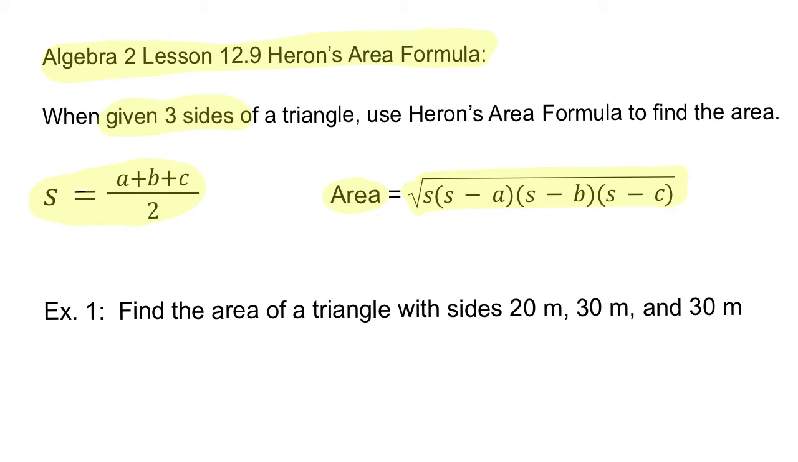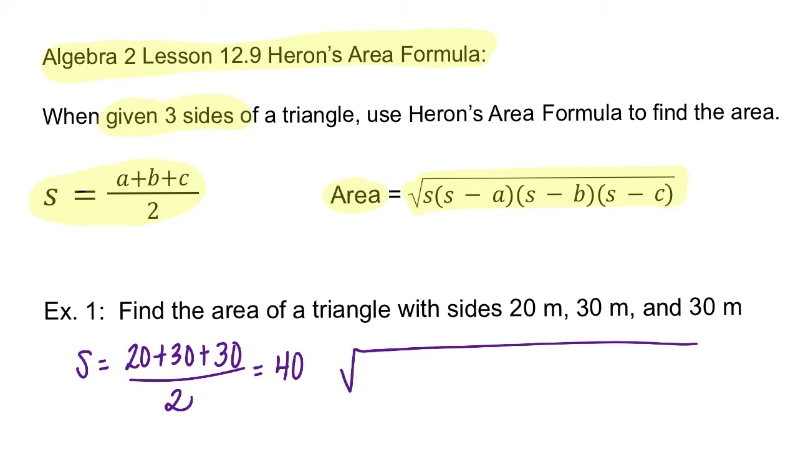So the first question says find the area of a triangle with sides 20, 30, and 30. So the first thing I'm going to do is find S by adding 20, 30, and 30 together and divide by 2. So when I do that, I get 80. 80 divided by 2 is 40. So now I'm going to put those all under a radical. And you know what? I didn't mean to write S, I meant to write 40.